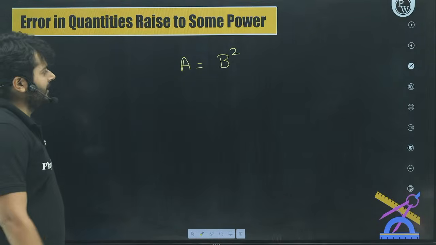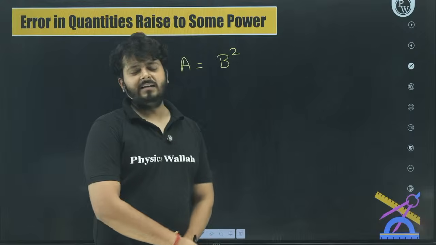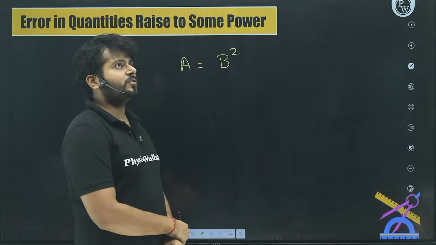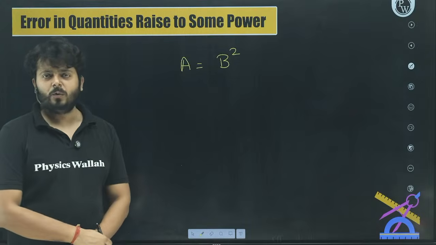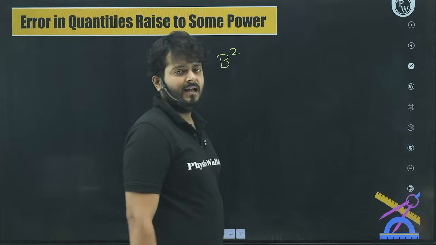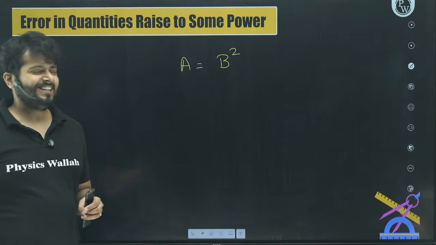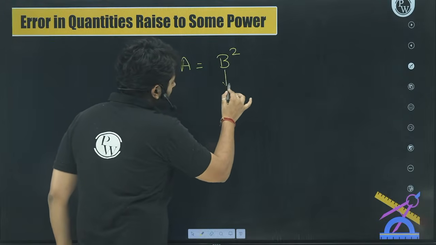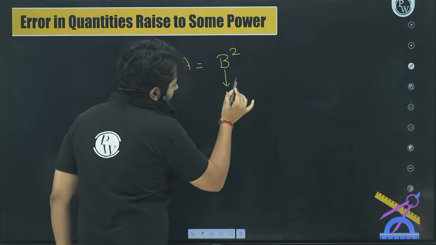Vivek, all right. So let's say that Vivek is measuring the value of B. And according to the formula, A is B square. A is equal to the square of B. Now what is happening, my dear kids? Let's say the error encountered in the measurement of B is delta B.